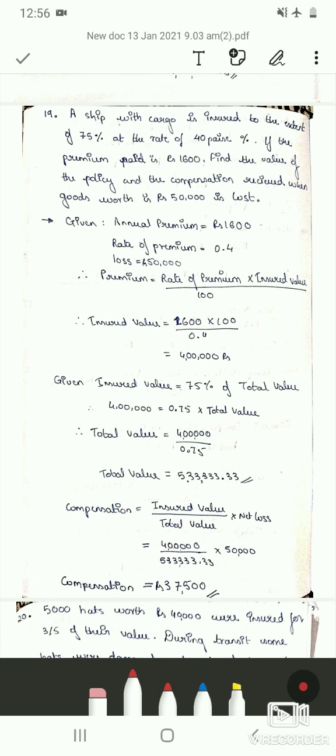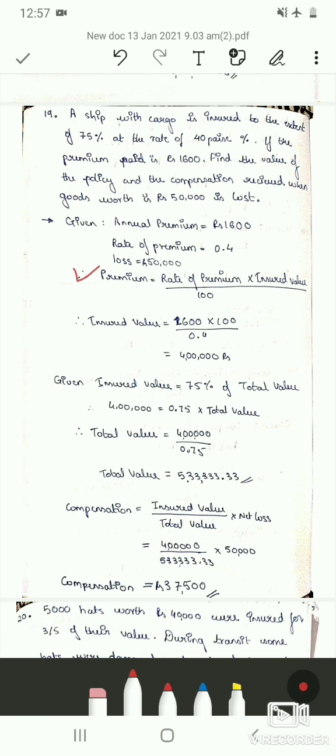So the given information over here is, they have given the premium paid, which is rupees 1600. They have given the rate of premium, which is 40 paise per cent. So 40 paise is nothing but 40 by 100, which is 0.4, and they have given the loss, which is rupees 50,000. They have asked to find the value of the property, that is the total value, and also they have asked to find out the compensation. So first let us find out the total value.